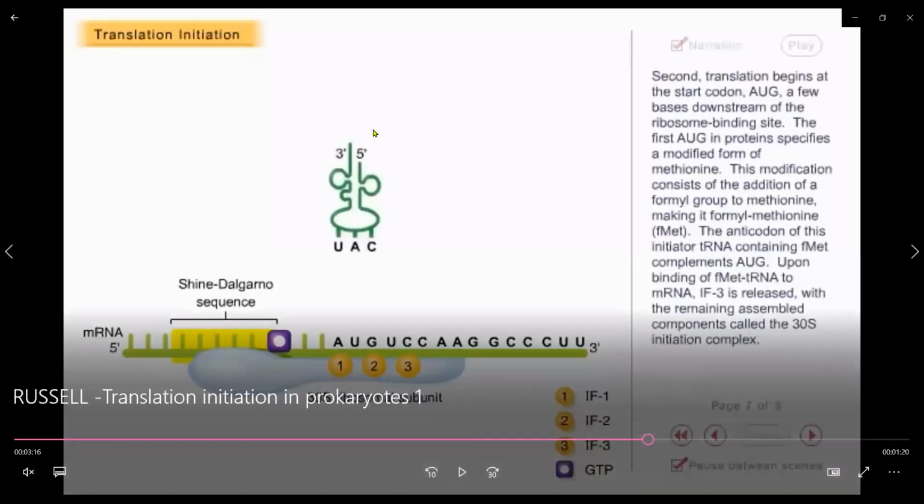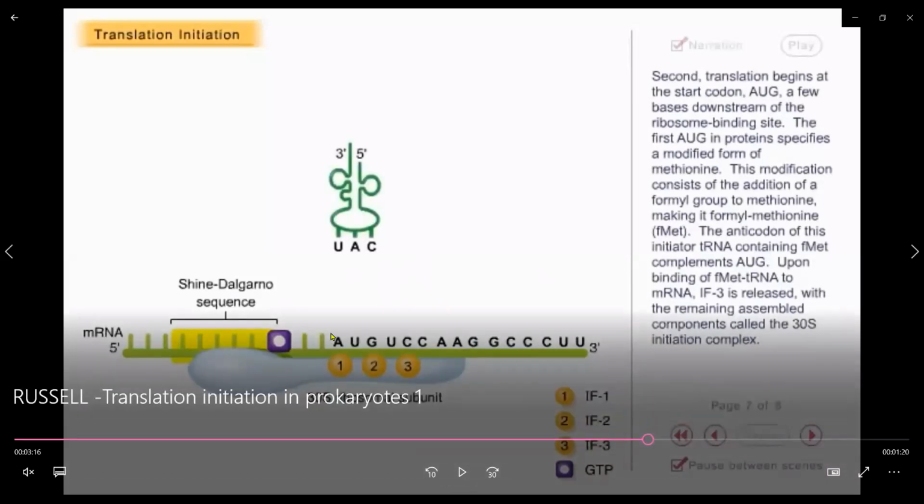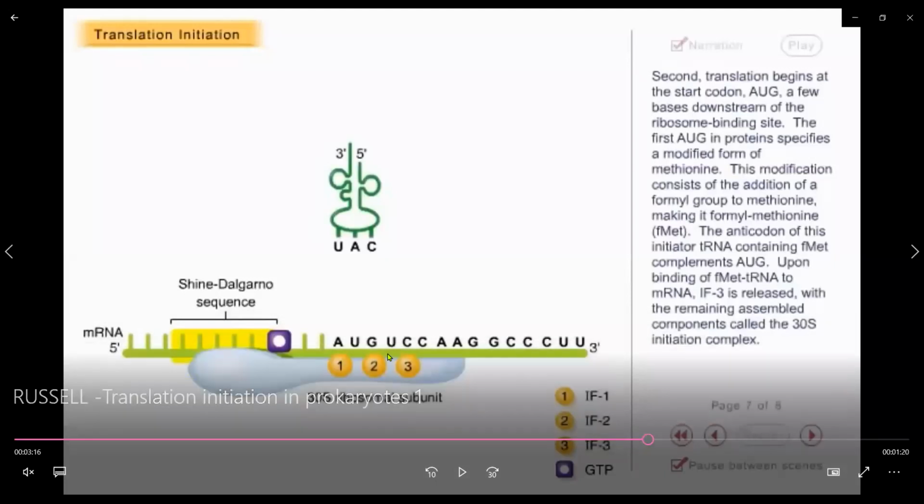Now, the second part. We see the first part is the attachment of the ribosome to the mRNA. The ribosome is positioned, it has aligned itself. Now, for the translation to begin, the tRNA should also come. We have this start codon a few nucleotides downstream of the Shine-Dalgarno sequence. One thing to be noted is that AUG is the initiation codon, and that codes for methionine.